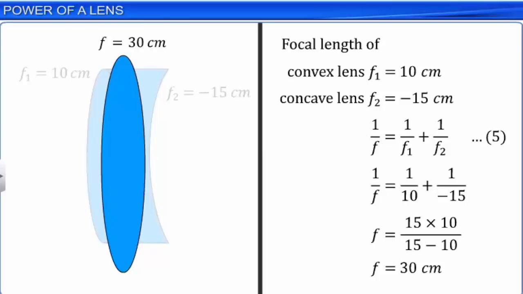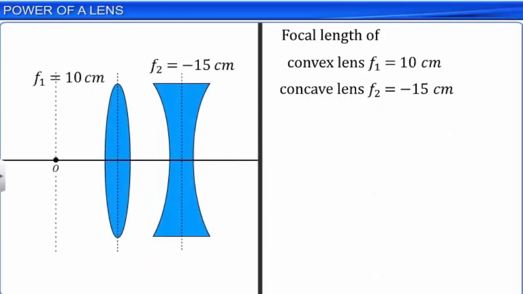If these two lenses are separated by a distance of 10 cm and a point object is placed at a distance of 15 cm before the convex lens, where does the final image get formed? In this case, in addition to the focal lengths of the two lenses, it is also given that the distance between the two lenses, d, is equal to 10 cm and the object is at a distance of 15 cm.